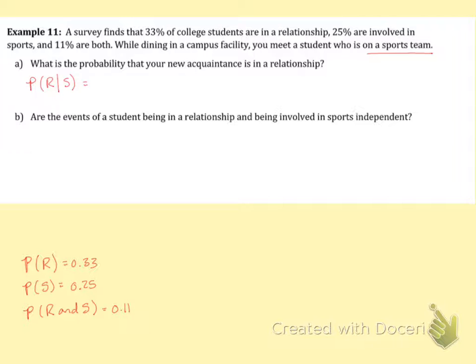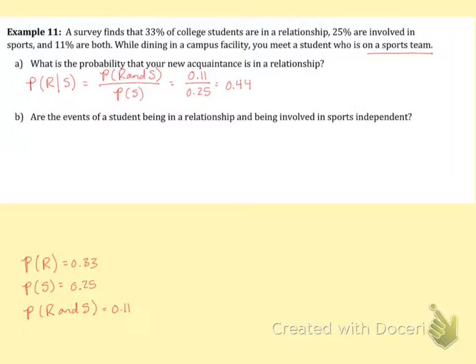and the formula for a given statement like this is that the probability of R given S is the probability of R and S divided by the probability of S. And we have both of these pieces of information in what we were given above. We know that the probability that they are in both a relationship and involved in sports was 0.11. And the probability that they're involved in sports is 0.25. And when we make this calculation, we'll get 0.44.